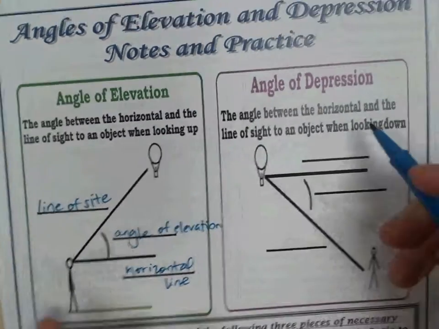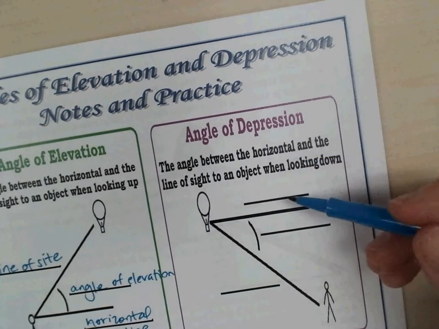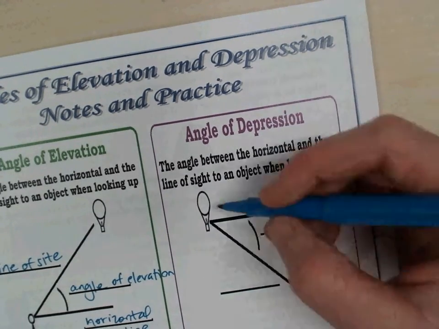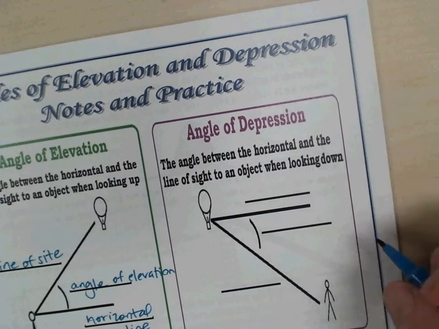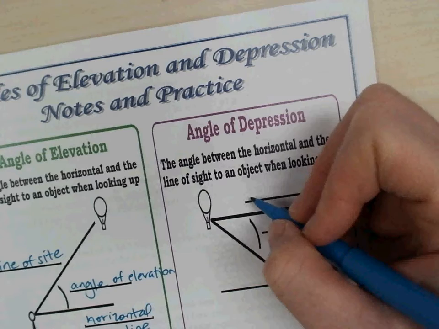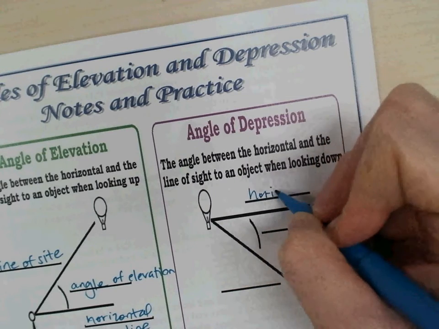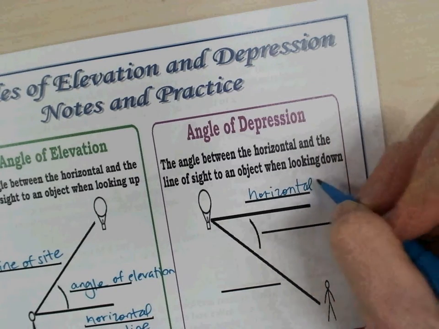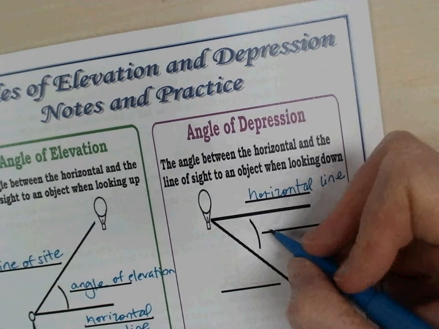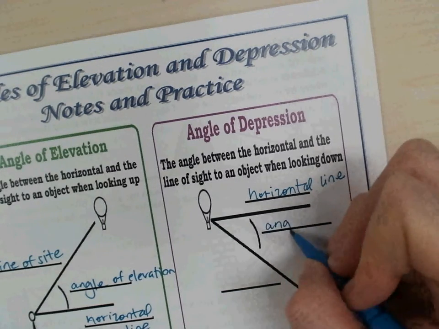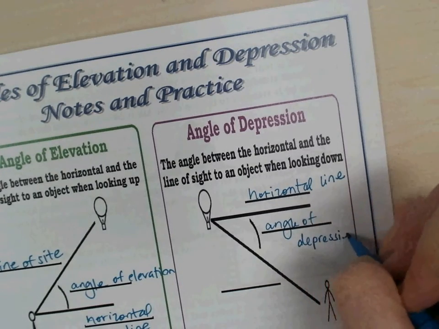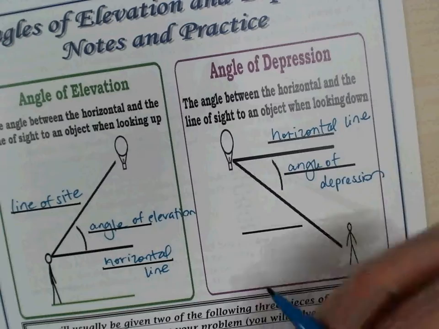In angles of depression, that's where the angle of the horizontal and the line of sight to an object when looking down. So we have the horizontal line and we have the angle of depression. And the line of sight.